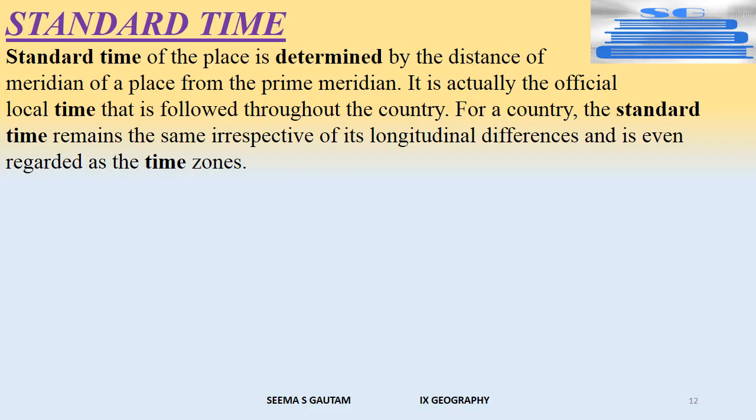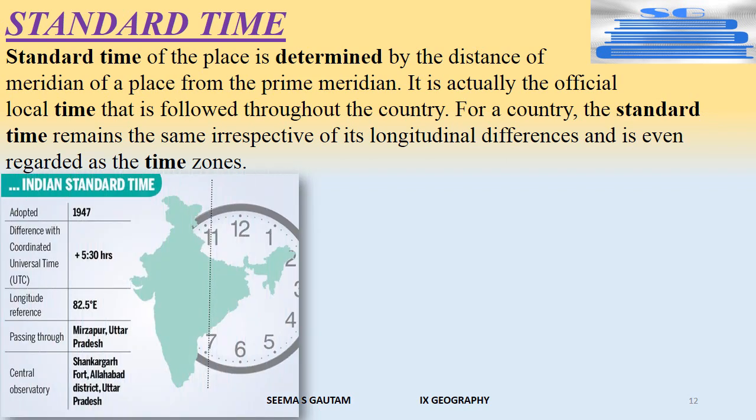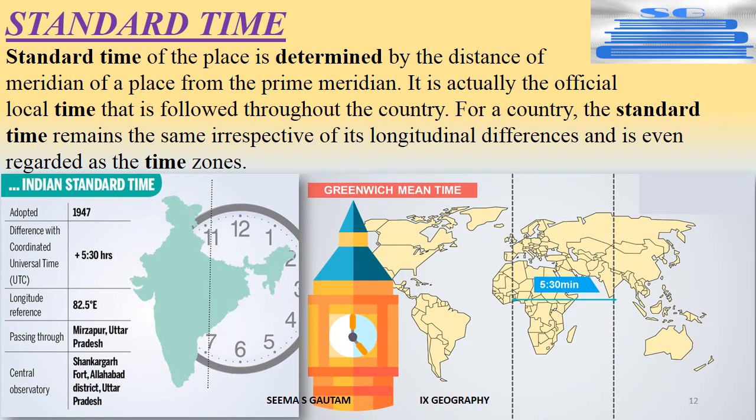So now we'll learn about standard time. The local time of a meridian is taken as the standard time for the whole country or a large area. India is crossed by 30 meridians of longitude. It means that the country has about 30 local times. To avoid such difficulty and confusion, the local time of a central meridian is taken as the standard time for the whole country or a large area.